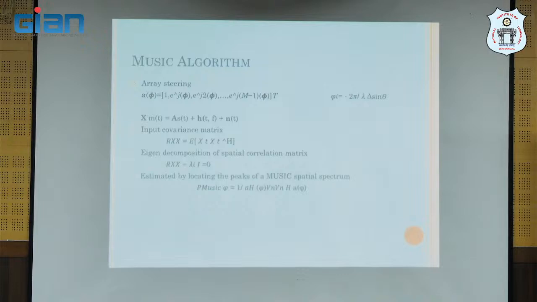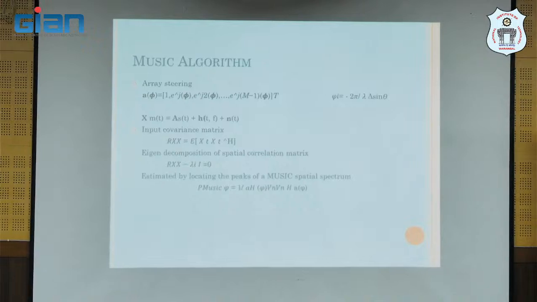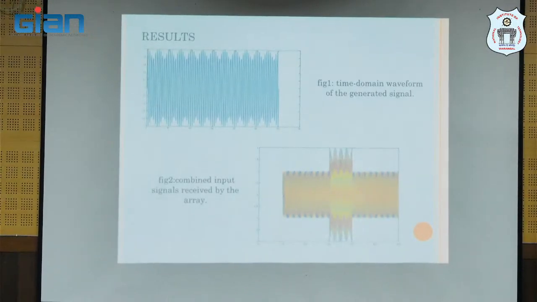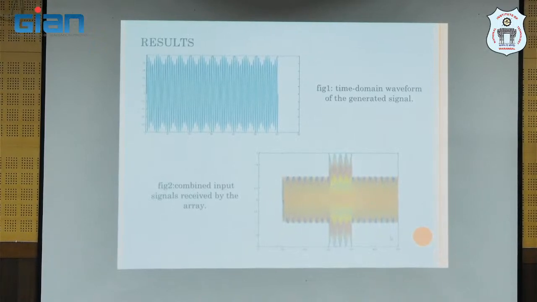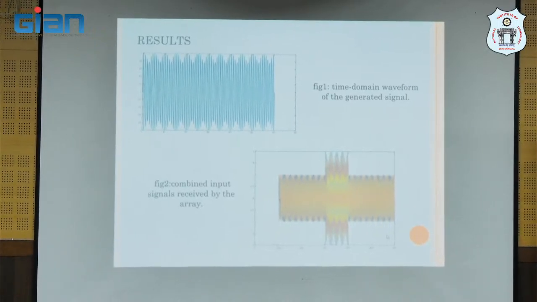Basically, how the MUSIC algorithm performs is, first we receive the signal from the array, then we find the covariance and do the signal decomposition. Then we find the product of the steering vector multiplied by the noise space, and then we find the norm of that and take its reciprocal. That will give a peak whenever a signal is present in that particular direction.